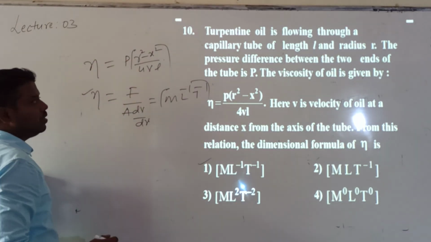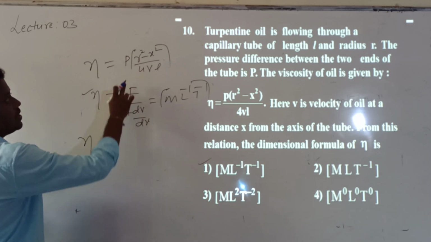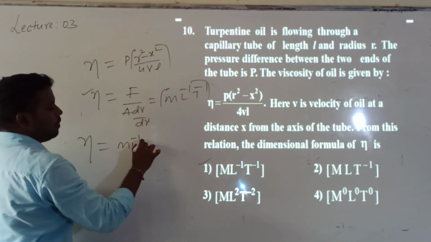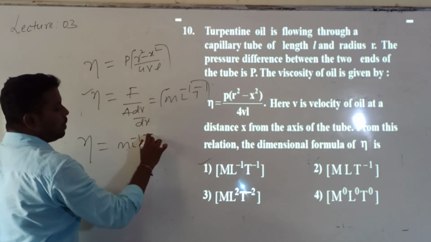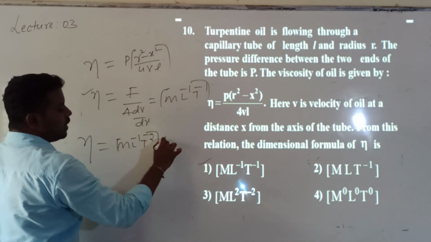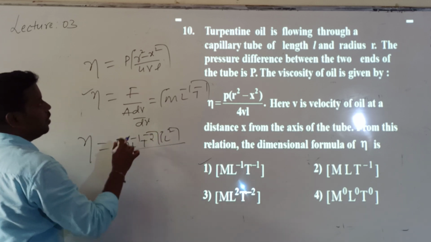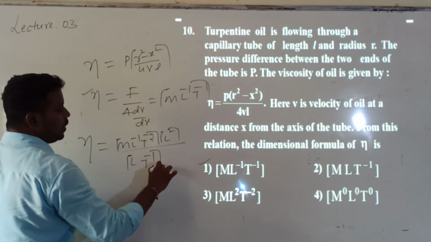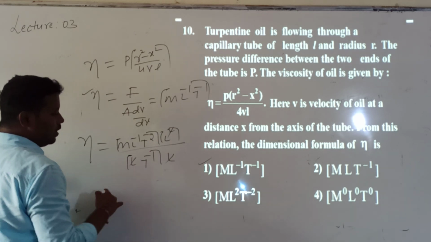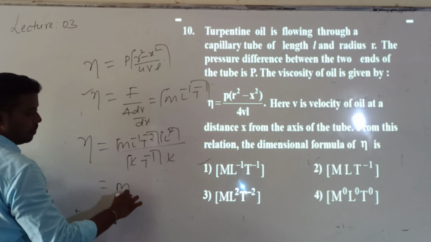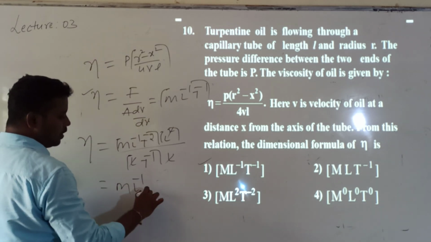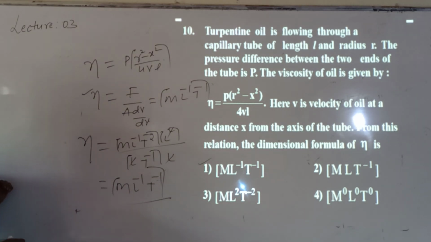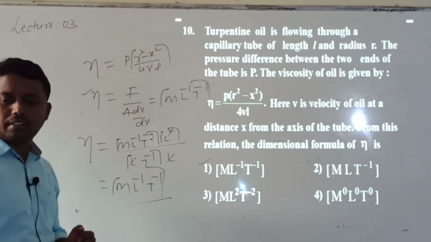If I write this also, what is pressure? Pressure is force by area, that is M L power minus 1 T power minus 2. Radius L square by 4 is dimensionless, velocity is L into T power minus 1, into L. L square, L cancel. So what will I get? M L power minus 1 and T power minus 1. Same. That is question number 10.